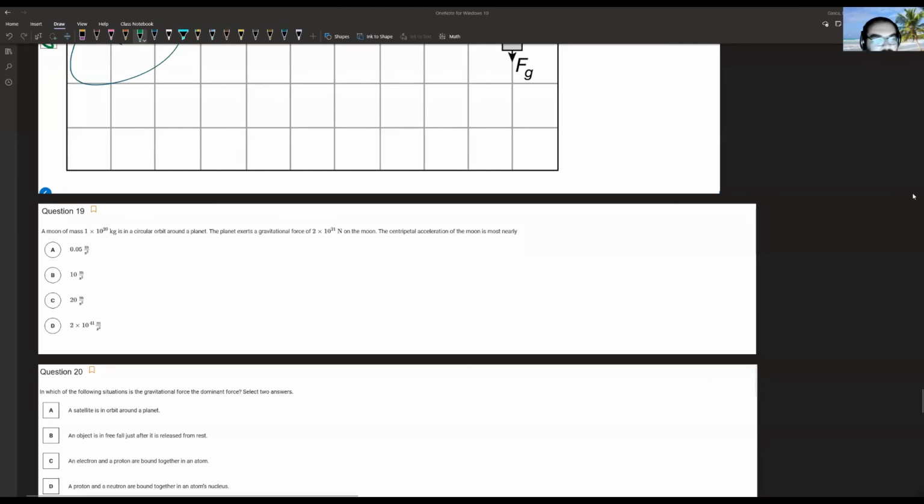Alrighty. So this one can look a little intimidating. It's like, what the heck? What do I do? Well, if we recognize a moon going around a planet, the gravitational force is the centripetal force, just like in that previous question that we had at the beginning. So the centripetal force is going to be the gravitational force. And if they want the centripetal acceleration, they want the gravitational acceleration.